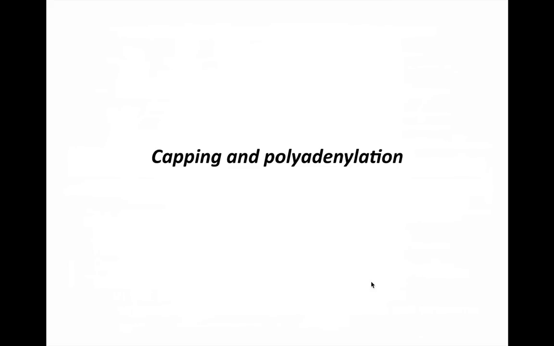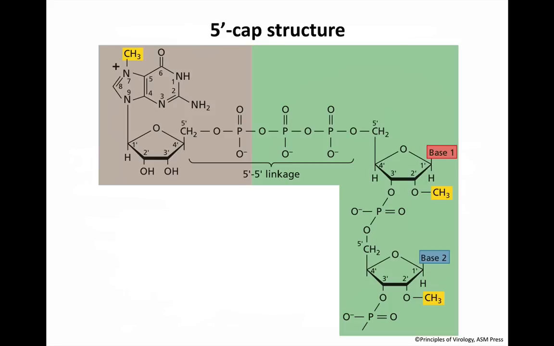And one of them is the cap structure and the other is polyadenylation. Virtually all viral and cellular mRNAs have the same cap structure, m7GpppN. So what that means is N is any nucleotide, the first base here. The cap is usually a G. It can be methylated on the seventh residue of the ring. And it is connected in a 5' to 5' linkage to the first base rather than in a 5' to 3' linkage, which is typical.